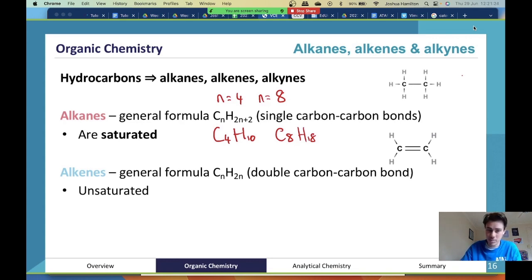Now, alkenes, on the other hand, are unsaturated by the point we just talked about. They have a double bond somewhere. Alkenes will have a general formula of CnH2n. Now, this assumes, really important, that there is only one double bond.